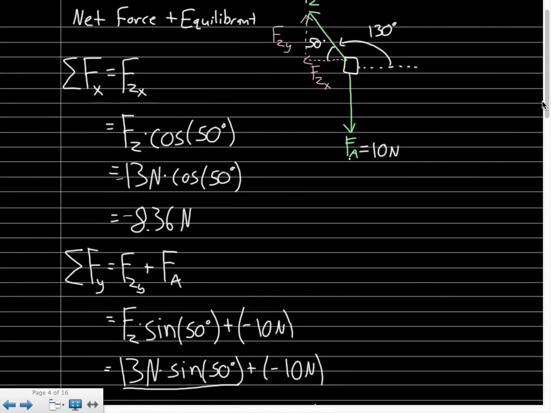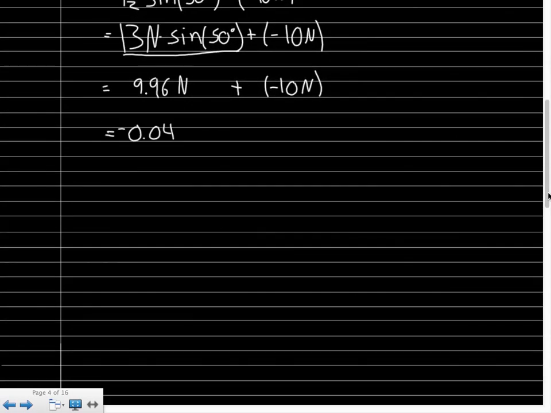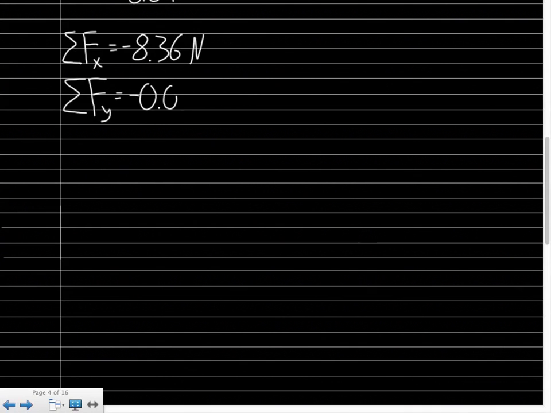Looks like we're getting two negative numbers, which is cool. Our x was 8.36. All right, we got this. I'm getting tired, but it's awesome. All right, so let's rewrite this. Sum of the forces in the x direction is equal to negative 8.36 newtons, and the sum of the forces in the y direction is equal to negative 0.04 newtons. Now let's draw this.